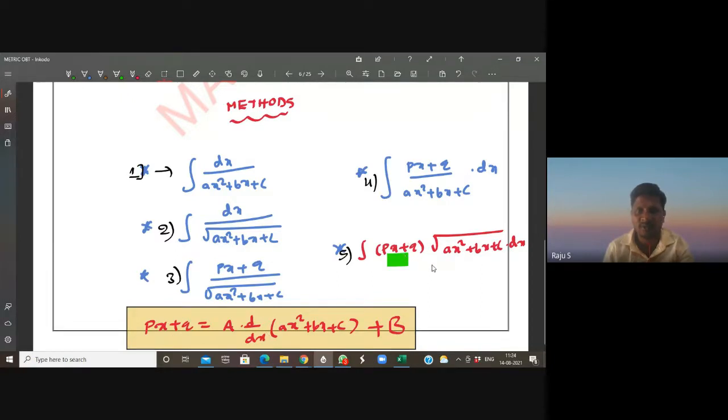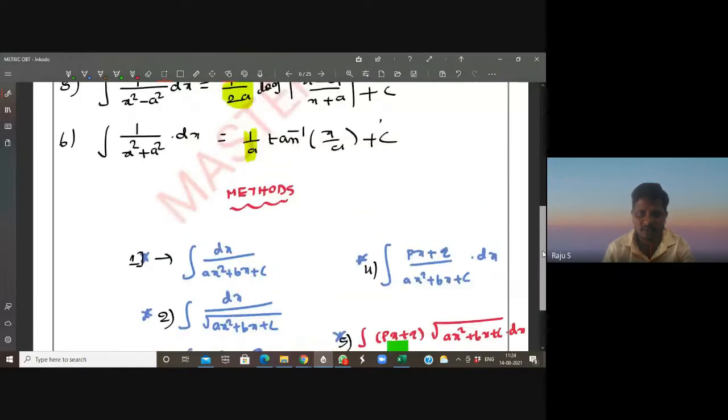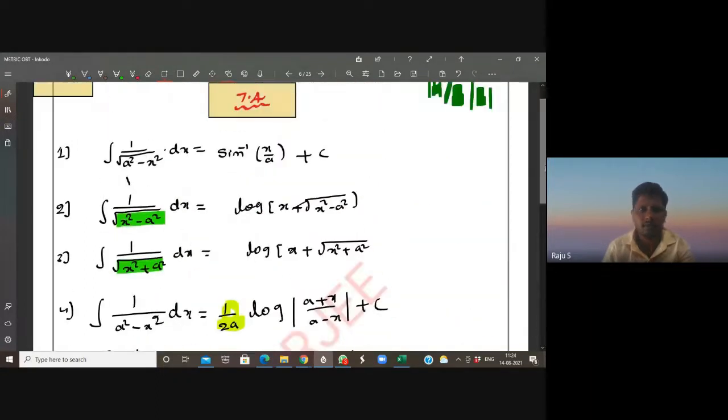With the help of this condition only, we'll get the answer for this. Actually, questions of type 5, type 4, type 3 may take two pages to solve. Especially type 5 is very, very lengthy. There are shortcut methods, but it is very difficult to remember. Anyhow, this is for objective purpose. In NCERT, I think they deleted this. Okay, anyhow, these are very important formulas.